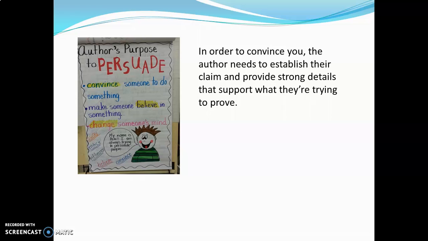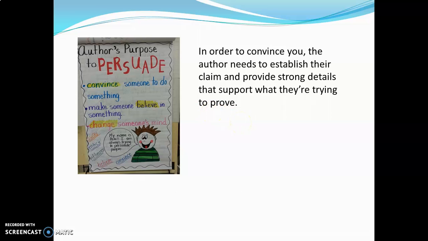We've talked about author's purpose before. One of the author's purposes that we've described is to persuade. So that's one reason why an author might write something. If they're writing to persuade us, they're trying to convince us to do something or make us believe something or change our minds. Okay, so they might be trying to sway your opinion or influence your opinion or convince you to think something differently. So their job is to provide a good, strong claim and then give you really good reasons to believe that claim and change your own mind.